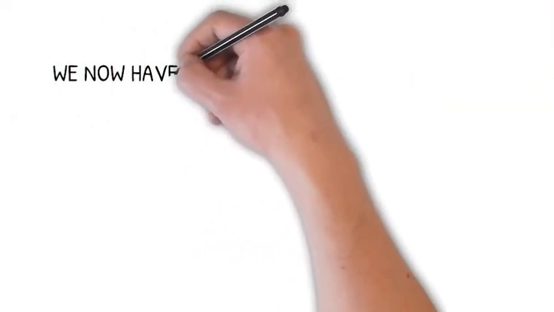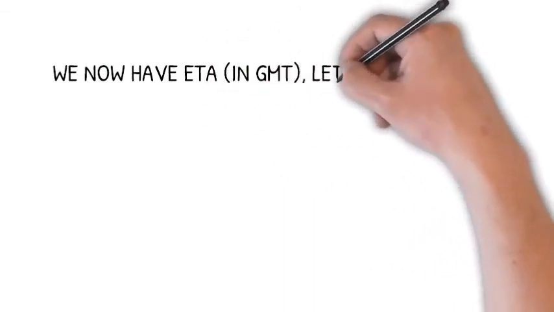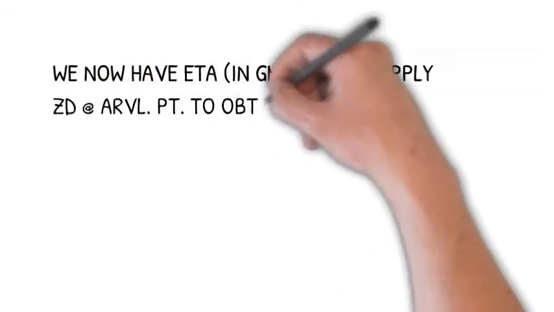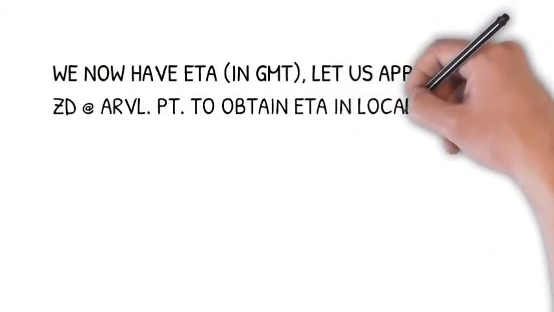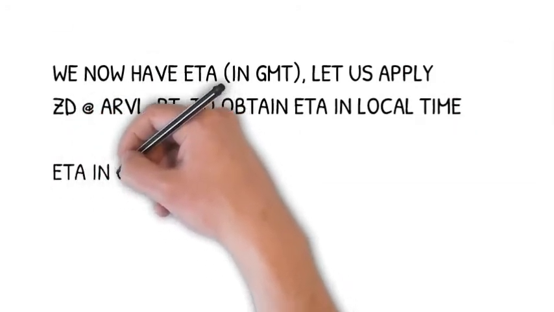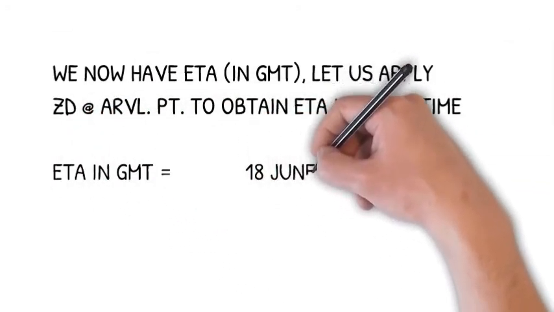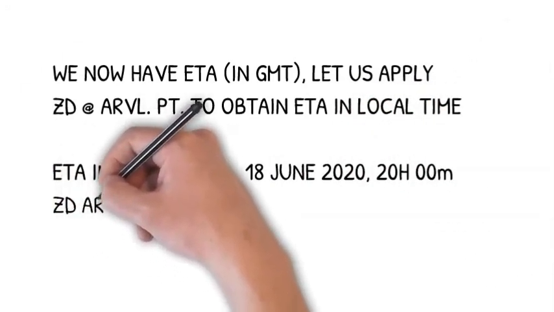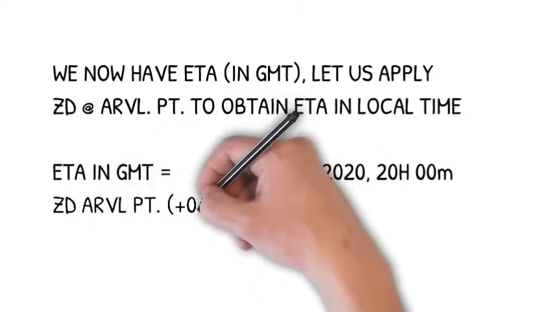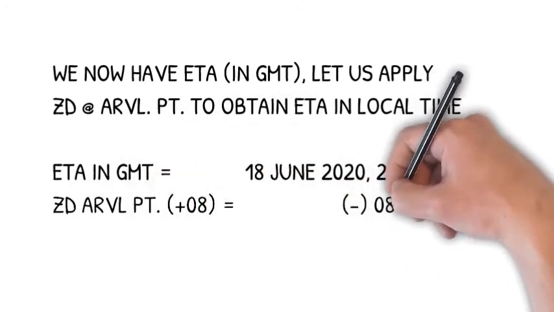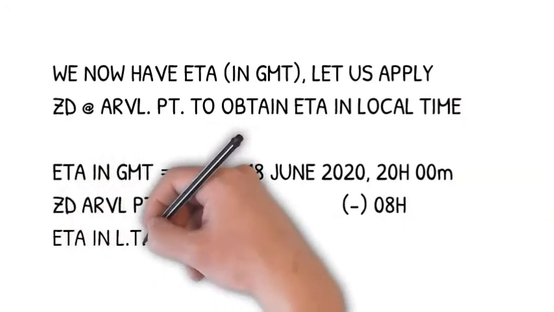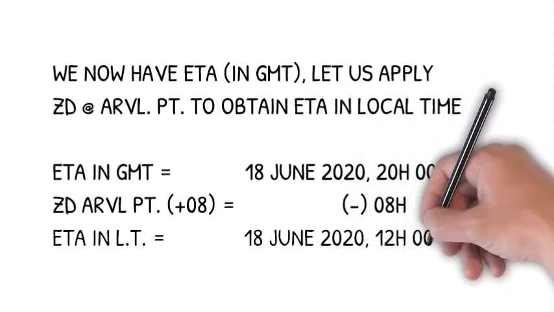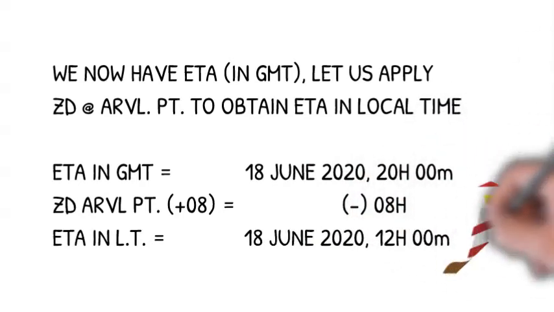We now have ETA in DMT. Let us apply sound description at arrival point to obtain ETA in local time. So ETA in DMT, 18 June 2020 at 20 hours 00 minutes, we apply sound description of arrival point plus 08. We will reverse the sign, it will be -08 hours. We get ETA in local time, 18 June 2020 at 12 hours 00 minutes.